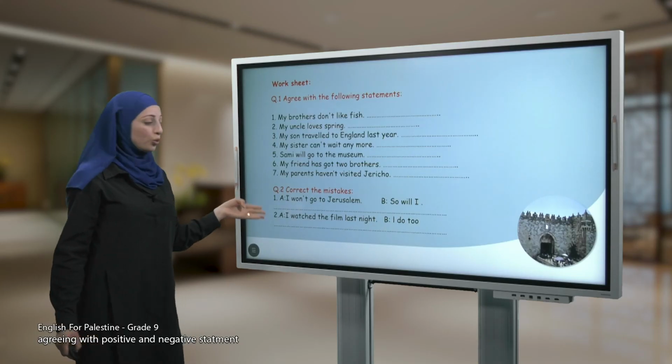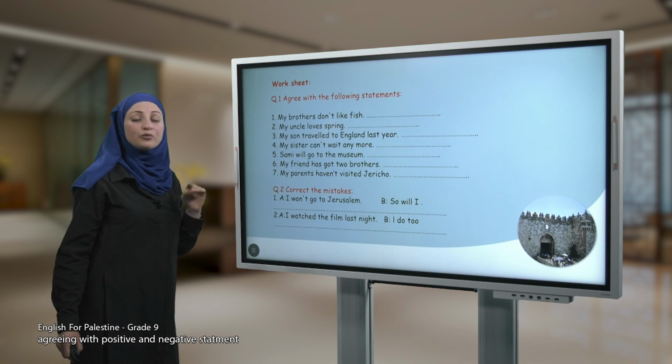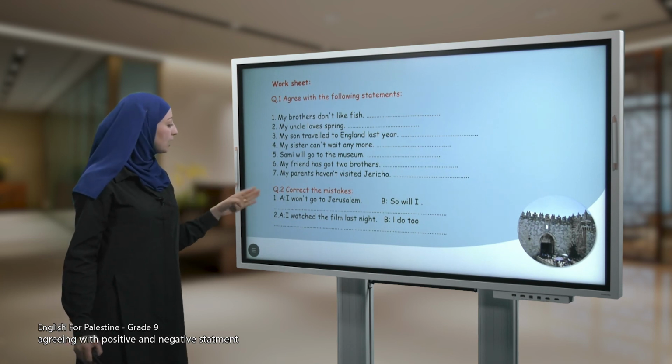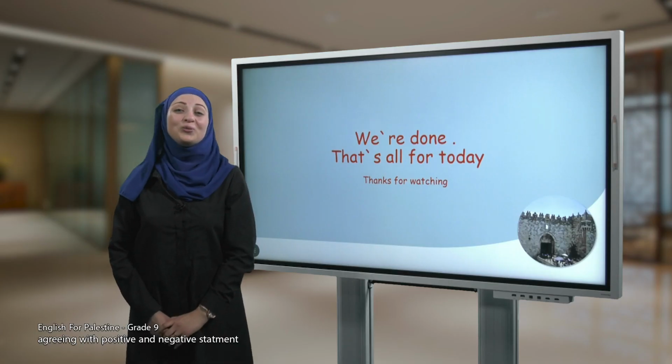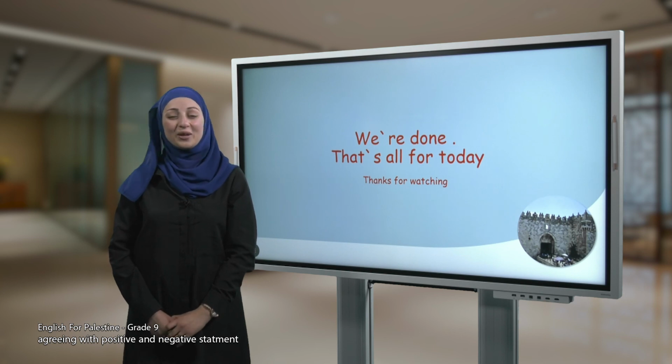So question number 2, we have mistakes here and you have to correct them. Number 1, I won't go to Jerusalem, and person B, the second character, agrees by saying, so will I. There's a mistake here. Correct it. Number 2, I watched the film last night, and the agreeing, I do too. What do you think? There's a mistake. Try to correct it. That's all for today. I hope you enjoyed our class.